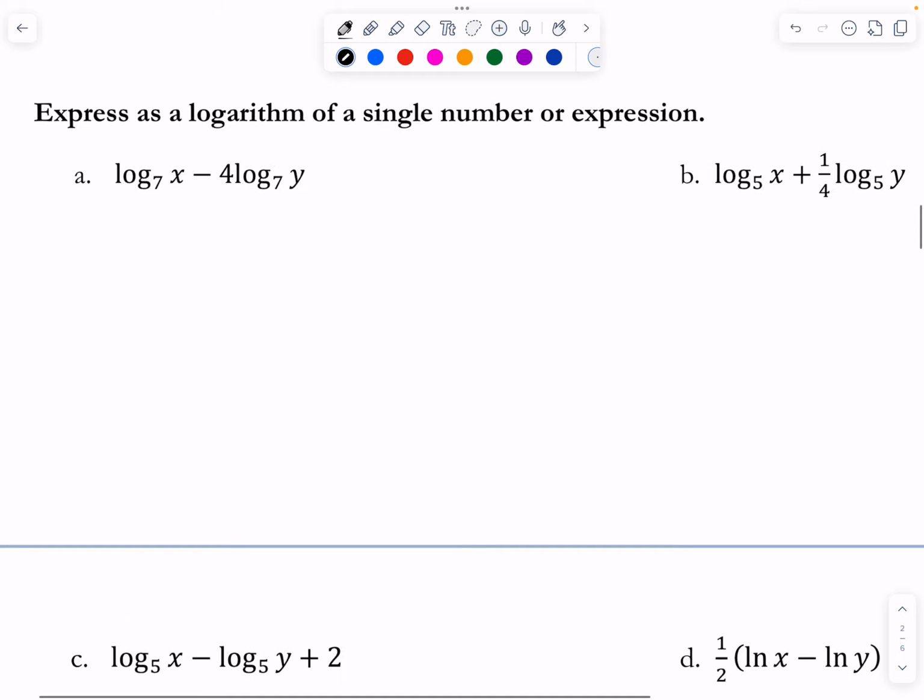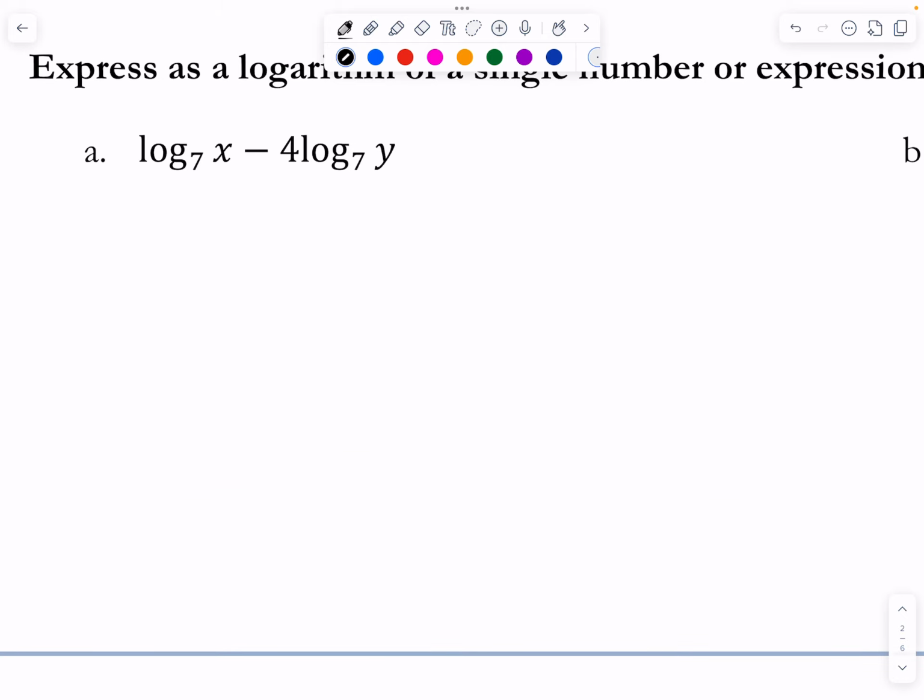Okay, same idea. This time we have a log base 7. I'm going to move this 4 to become a power. So log base 7 of x minus log base 7 of y to the 4th power. And then I do see subtraction here. So I'm going to write them as one log with base 7, where my argument is x over y to the 4th power. That's as simplified as I can get.